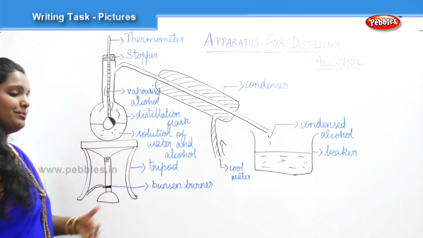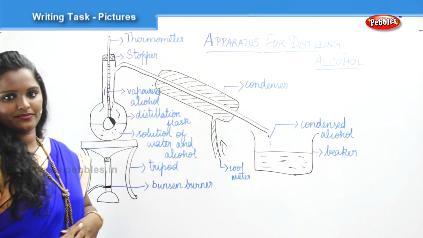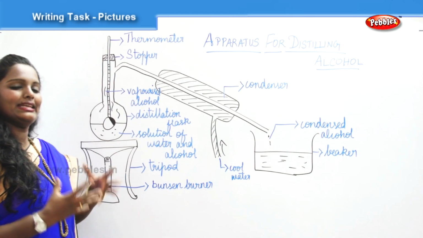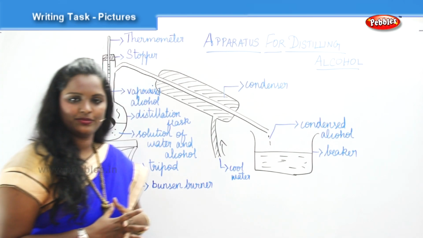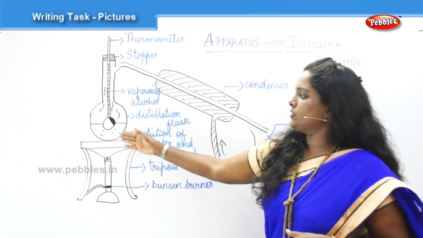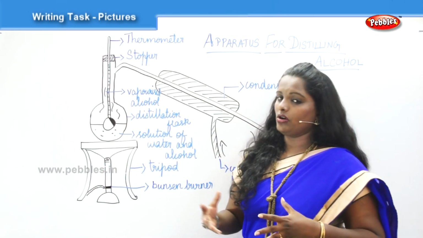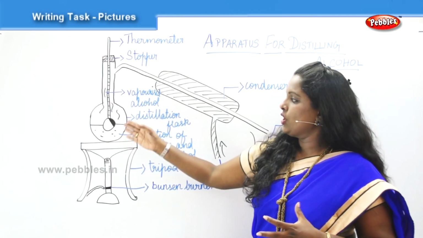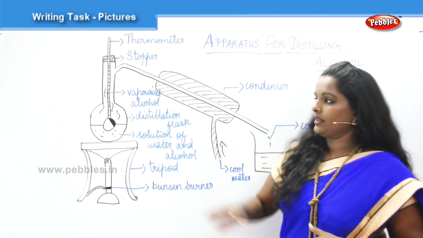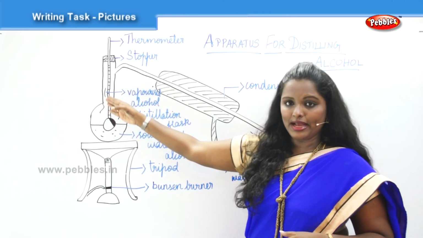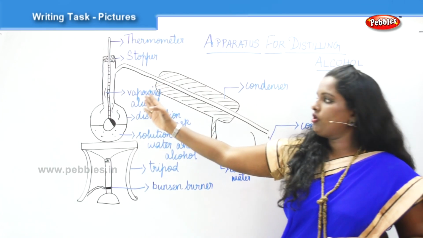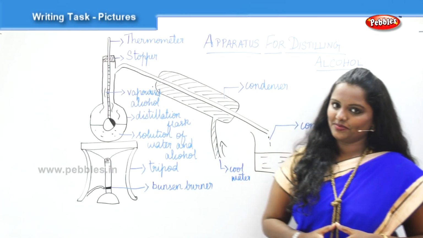When the Bunsen burner is lit, the solution of water and alcohol gets heated. After some time, when this solution gets heated, alcohol gets vaporized, if you can see here. Alcohol gets vaporized and it passes through the outlet of the distillation flask.